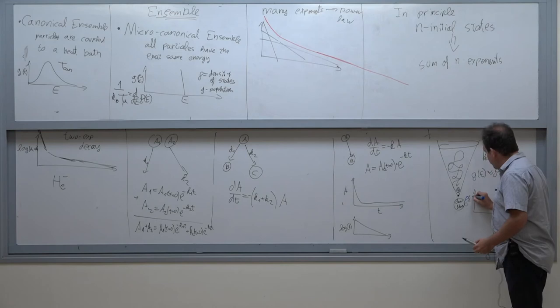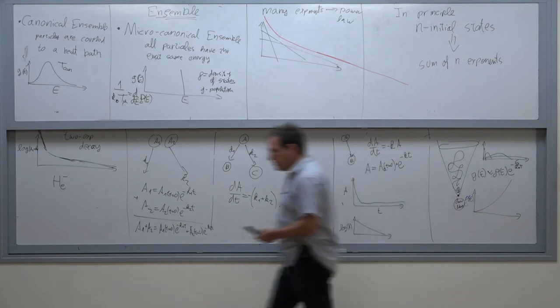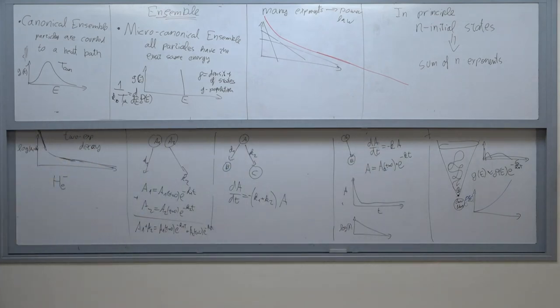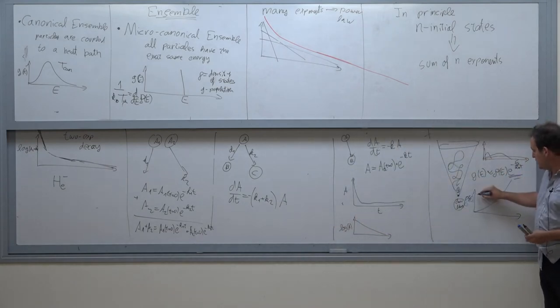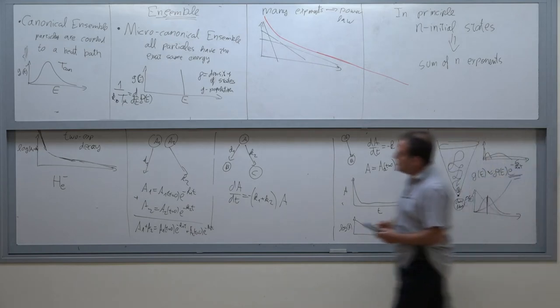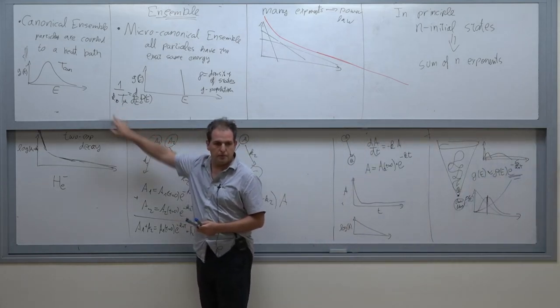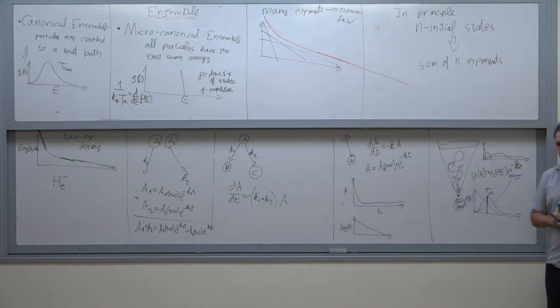So rho as a function of energy usually grows like this, and this factor here, e to the minus E over kBT, decreases exponentially. If you multiply them both together, you get a distribution that looks like this. The peak of the distribution happens at this microcanonical temperature. This is actually why you define the microcanonical temperature like this.